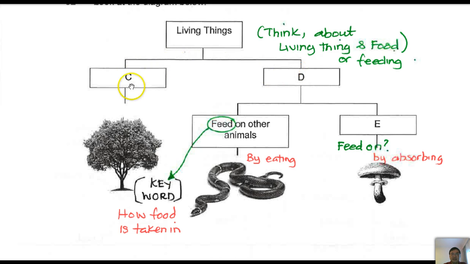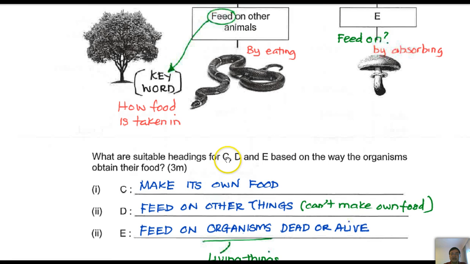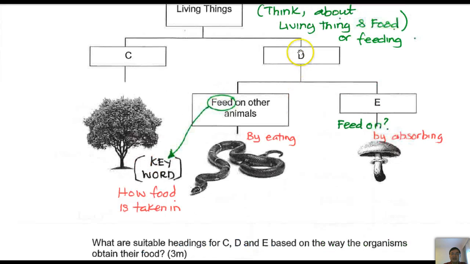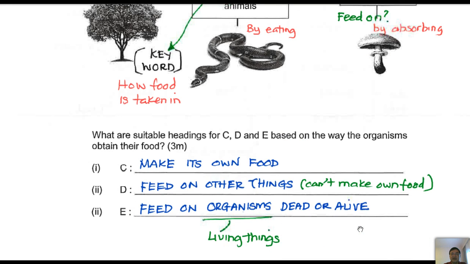Okay, C, make their own food. These are feed on other things or cannot make their own food. So the suitable titles, or the labeling for this: C, makes its own food, that is for the plant. D, feed on other things, cannot make their own food. Then come to E, feed on organisms, dead or alive. Feed on living things which are dead or alive. For the mushroom over here, they absorb them.